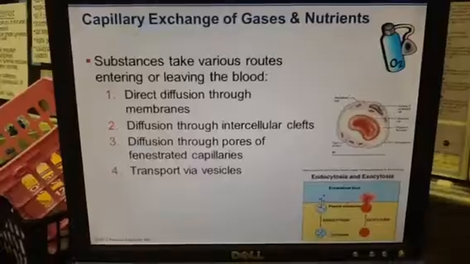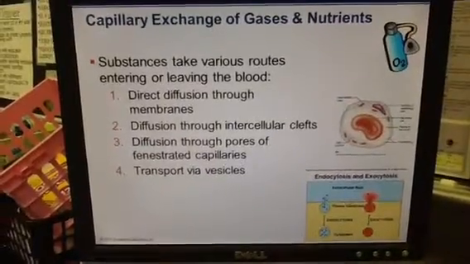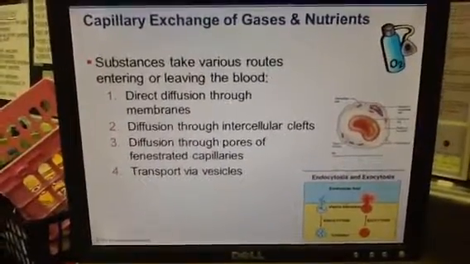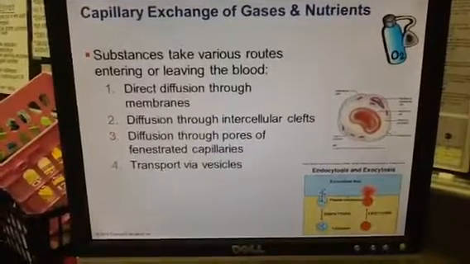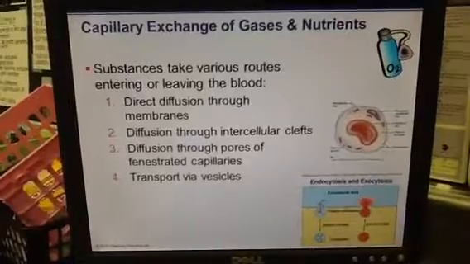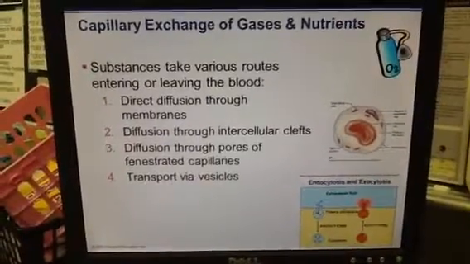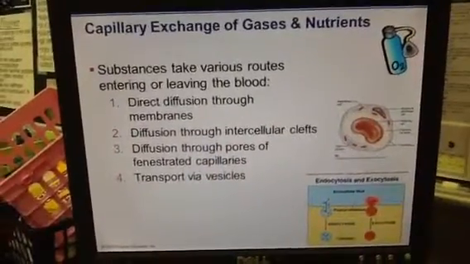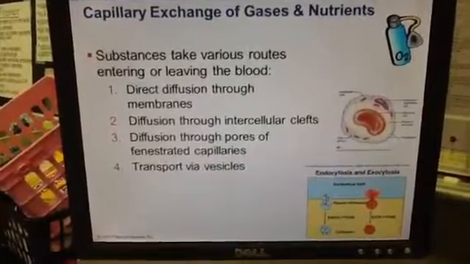We could also go with diffusion through our intercellular clefts, and all of our cells have these intercellular clefts except the brain cells, because we don't want just any sort of materials passing through our delicate brain cells, or we could have some serious problems.